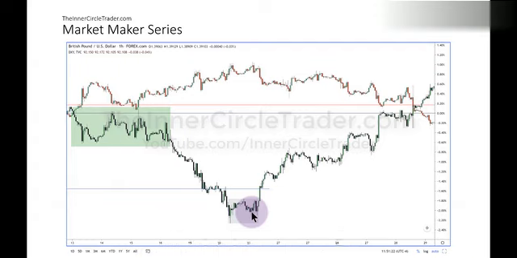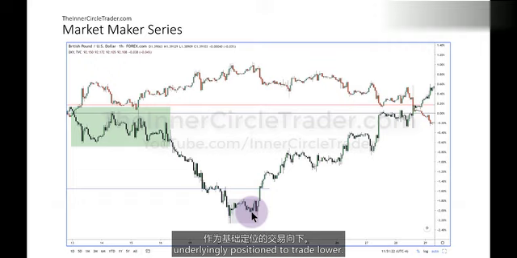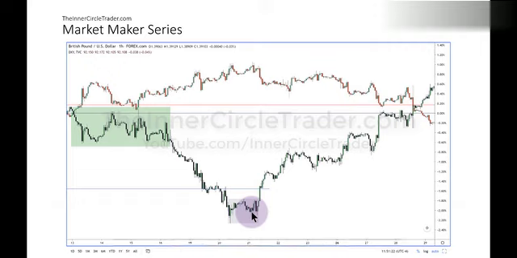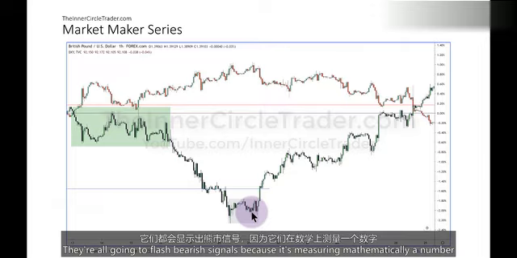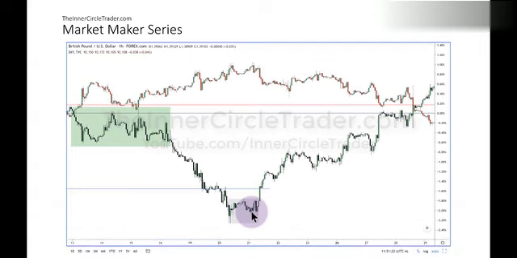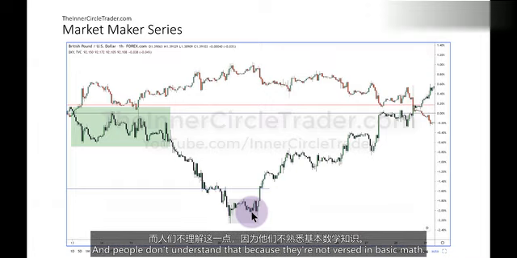If it's not underlyingly positioned to trade lower, it doesn't make a difference what indicator you slap on that chart. They're all going to flash bearish signals, okay? Because it's measuring mathematically a number of bars in the past. And by default, it's going to be going lower. And people don't understand that because they're not versed in basic math.